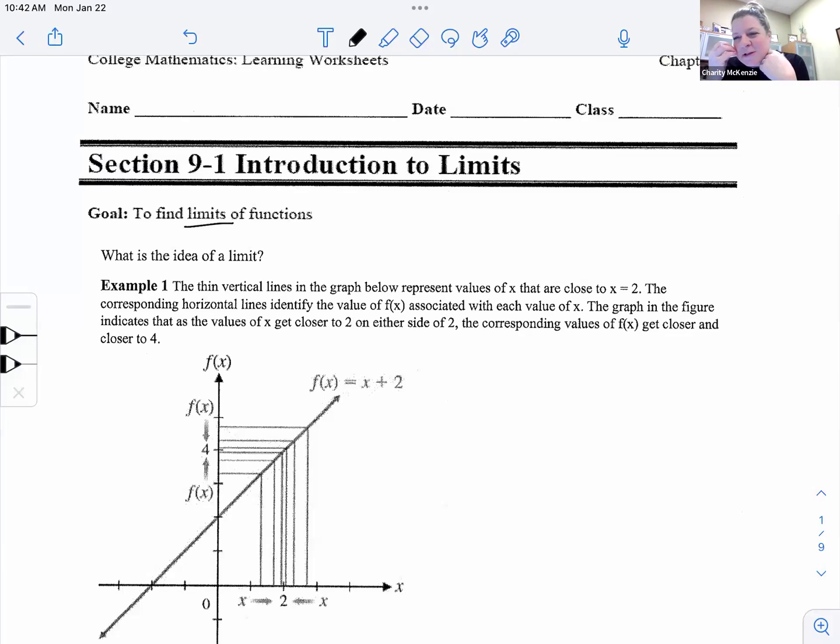The idea is really where are you headed at a certain X value? Okay, so where are you going? What is the Y value? So a lot of what we're looking at is what is the Y when you're at a specific X on a graph, but a little bit more detailed than that.